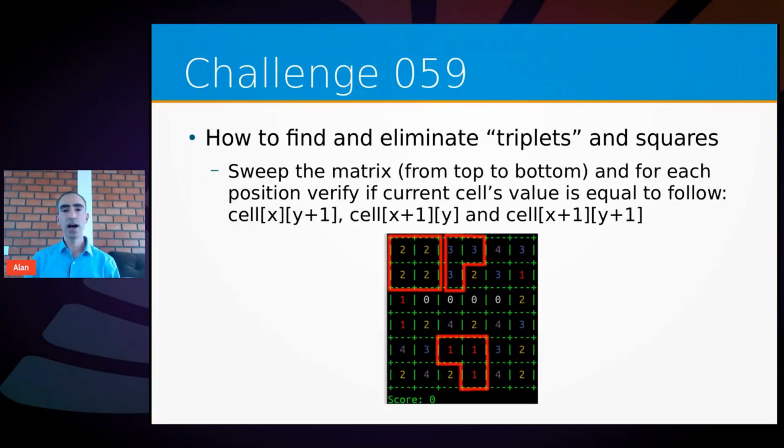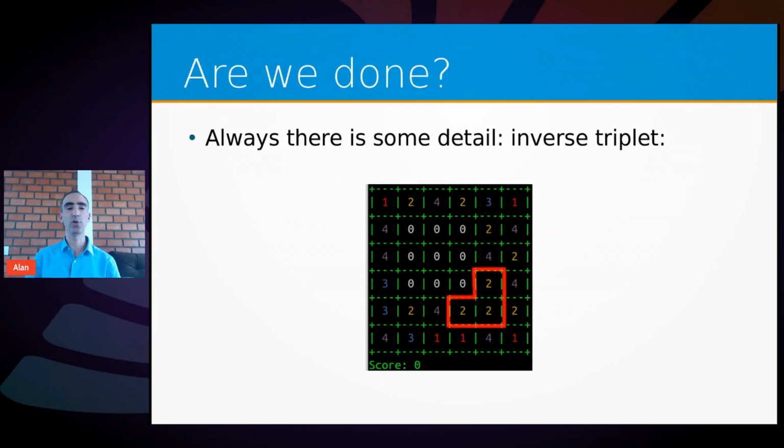And finally, I just need to find the triplets, let's say triplets, so there are three adjacent cells with the same block color in a square. So it's very easy. If I am in the first cell, I just verify if the next horizontal cell is the same color, and also in the next row is the same color, and also in the next row and the next column is also the same color. So I validate almost everything, but we are not done yet.